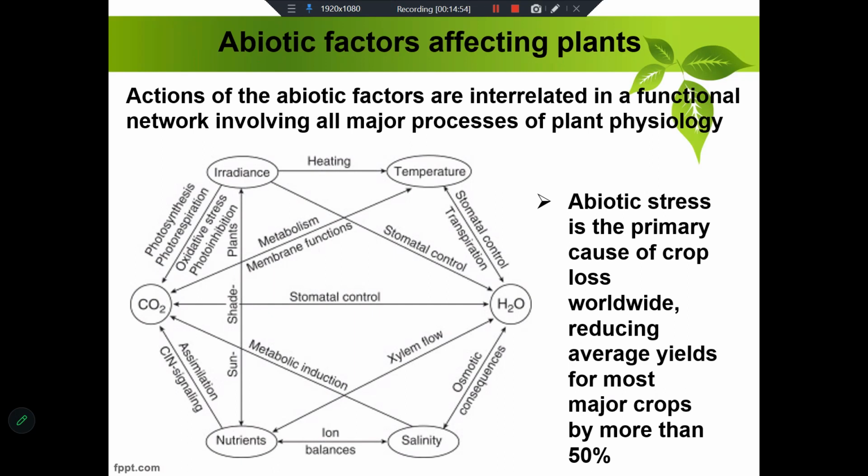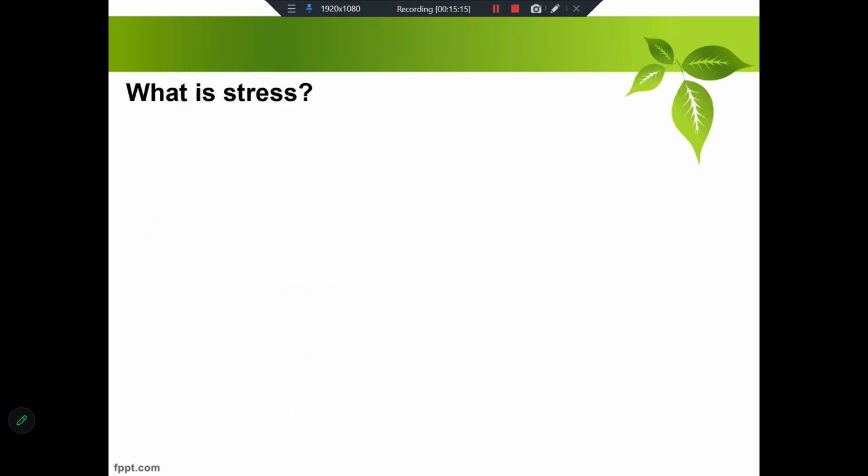how these factors affect plants and also affect the physiology of the plant especially. Okay, so that is what we are going to study in this course, different abiotic factors and how they affect the plants, especially the physiological processes. Okay, now let's move to the subject of this course. So this course is plant stress physiology.